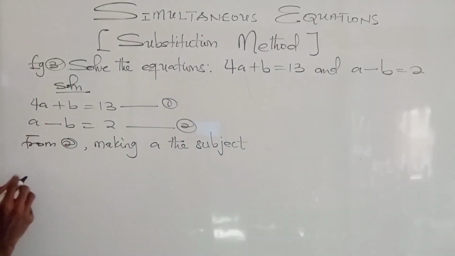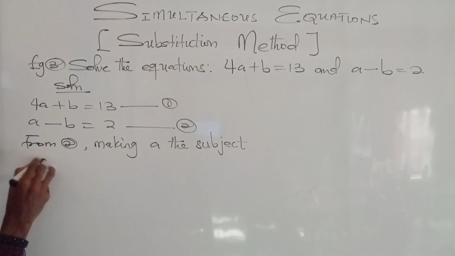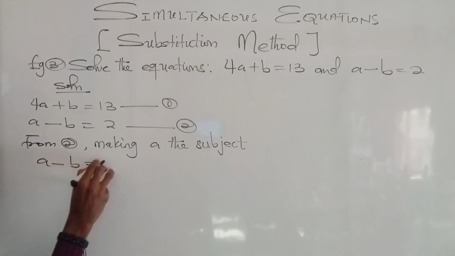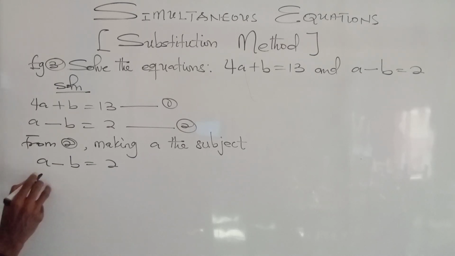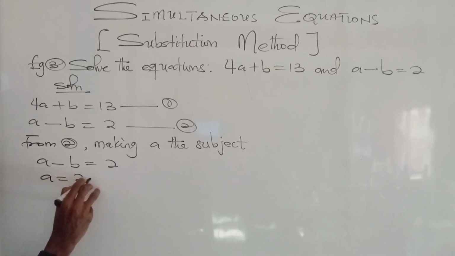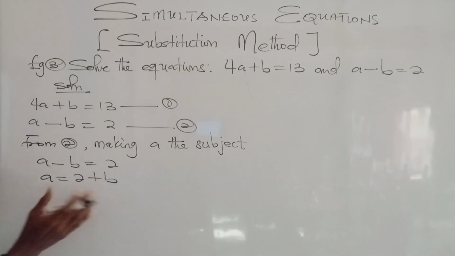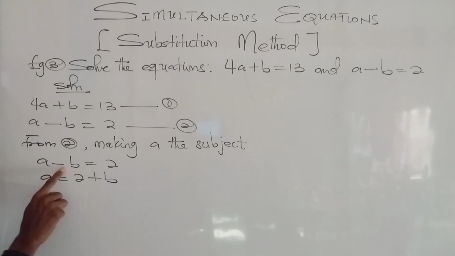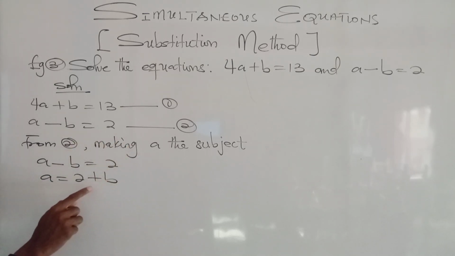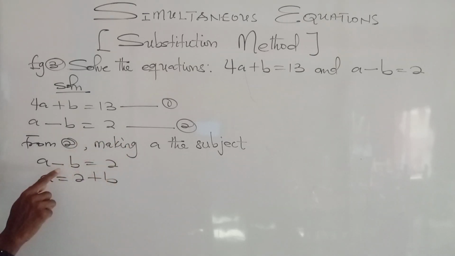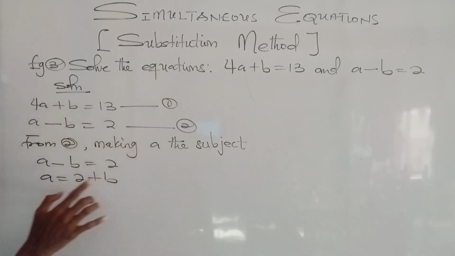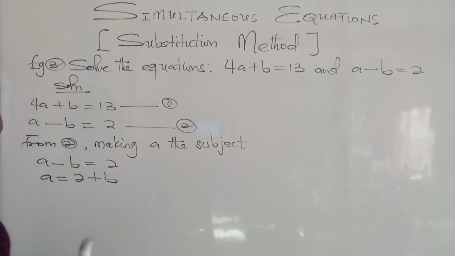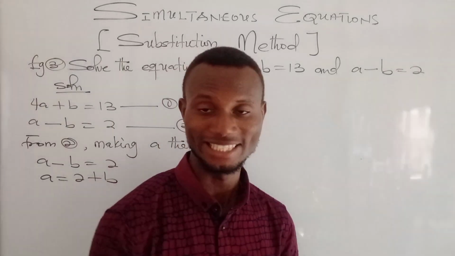So from equation 2, there I have A minus B equals 2, and I'm making A the subject, so my A will be equal to 2 plus B. Okay, so I've made A the subject. You can see that A is standing alone. What I did is to make this minus B cross the equal sign to join the 2 which is here. It is negative, so when it crosses the equal sign, it becomes positive. When anything crosses the equal sign, the sign it has changes.